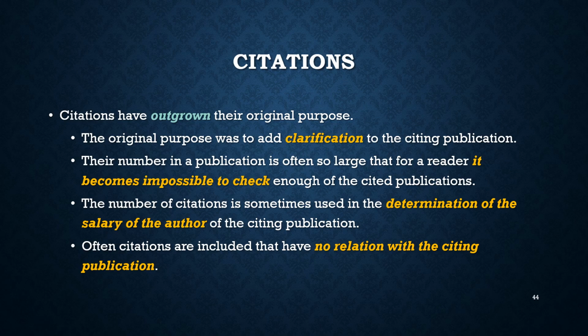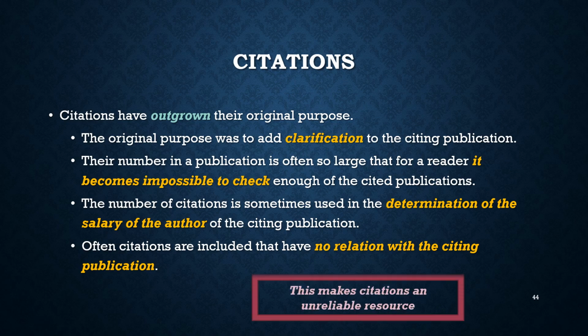Citations have outgrown their original purpose. The original purpose was to add clarification to the citing publication. Their number in a publication is often so large that for a reader it becomes impossible to check enough of the cited publications. The number of citations is sometimes used in the determination of the salary of the author of the citing publication. Often citations are included that have no relation with the citing publication. This makes citations an unreliable resource.